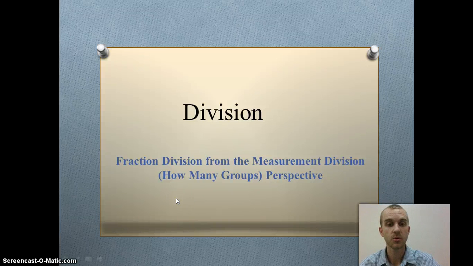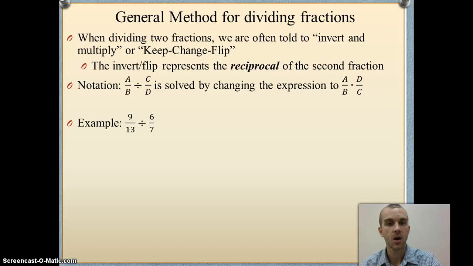In this video, we'll explore fraction division from the measurement division perspective. Now, often when we talk about dividing fractions, we tell students to invert and multiply or keep change flip. What this means is we're going to multiply the first fraction by the reciprocal of the second fraction. So let's look at our example.